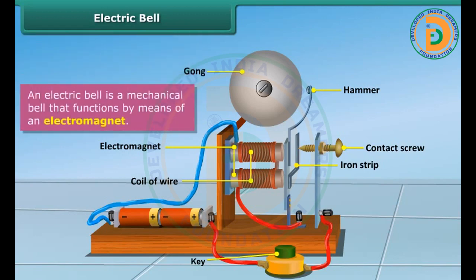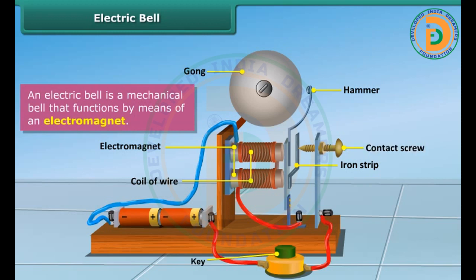It functions by means of an electromagnet. The electric bell consists of a coil of wire wound on an iron piece. The coil acts as an electromagnet. An iron strip with a hammer at one end is kept close to the electromagnet.